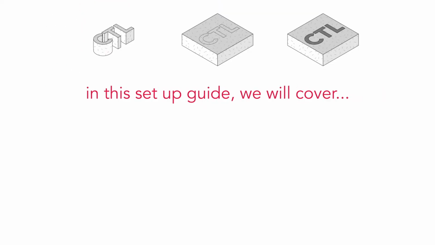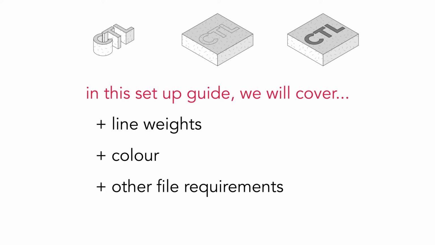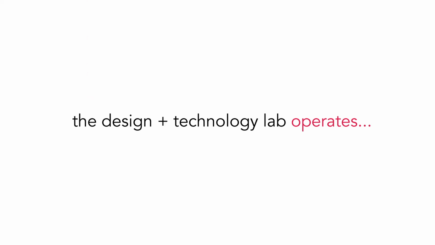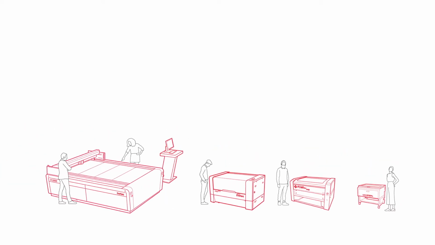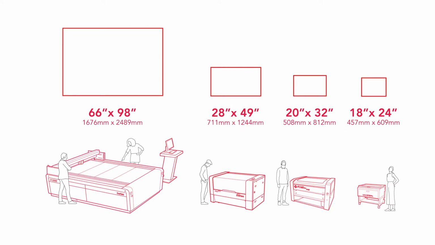In this setup guide, we will cover line weights, color, and other file requirements for each type of laser operation. The Design and Technology Lab operates laser cutting on contained and open bed laser cutters, which accommodate up to 66 by 98 inches in material sheet size.